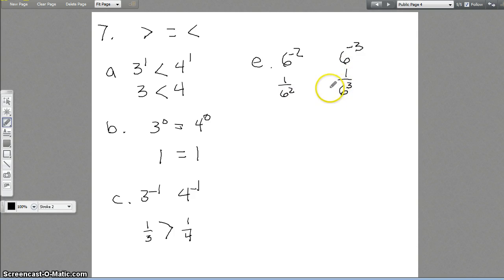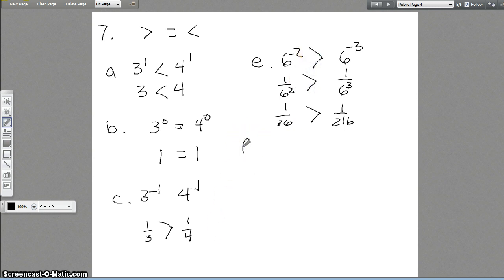And then 1 over 6 squared means 1 over 36. 1 over 6 cubed means 1 over 216. Well, 1 over 36 is a lot bigger than 1 over 216. If you cut something into 36 pieces, those pieces are going to be a lot bigger than if you cut it into 216 pieces. So greater than is what we need.